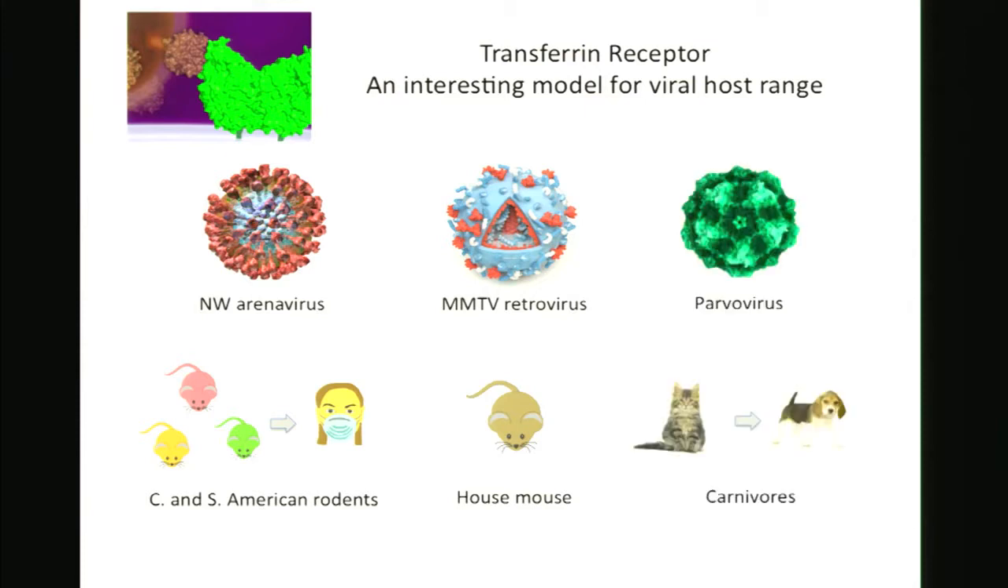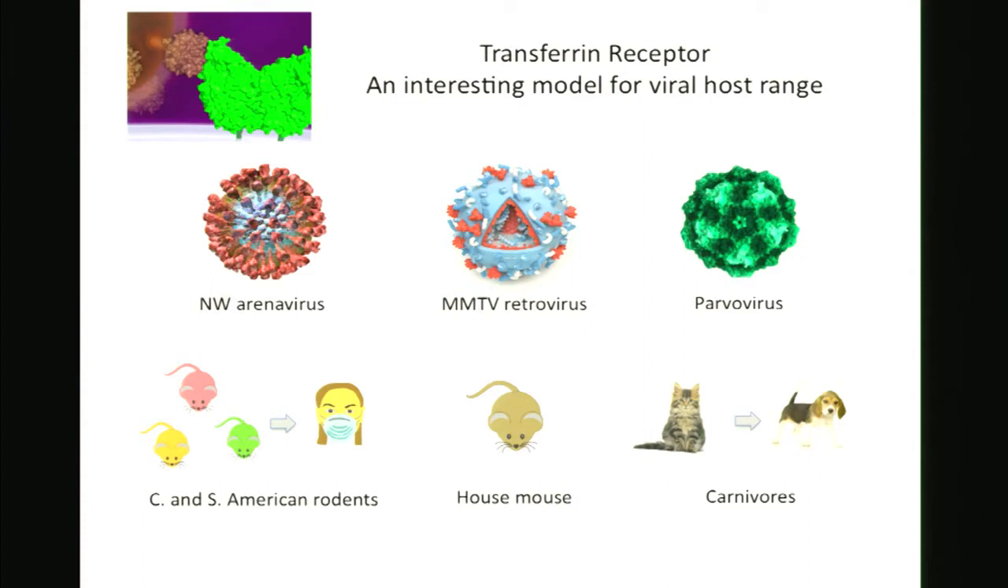The third virus that uses transferrin receptor is parvovirus of carnivores. Interestingly, there's a very well-described cross-species transmission event of parvovirus that took place in the 1970s, where a virus of cats or a closely related carnivore jumped into dogs. And dogs have remained infected with parvovirus since the 1970s.